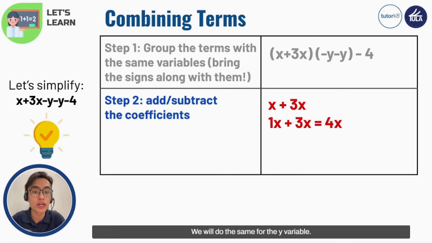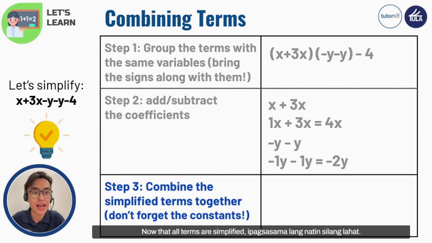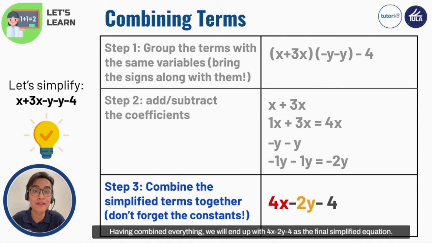We will do the same for the y variable. Again, we can think of this as 1y or in this case, negative 1y. So negative 1 minus 1 is equal to negative 2. Kaya negative 2y ang term natin dito. Now that all the terms are simplified, ipagsasama lang natin silang lahat. Huwag kalimutan na isama ang constants. Having combined everything, we will end up with 4x minus 2y minus 4 as the final simplified equation.